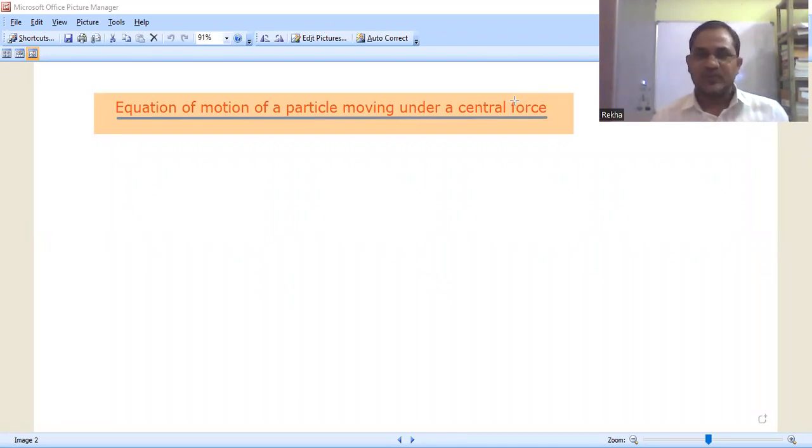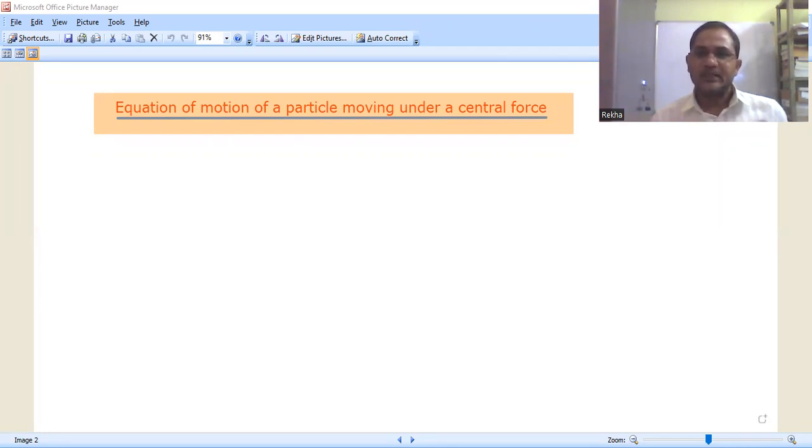In the present class, now I am going to discuss the topic equation of motion of a particle moving under the central force. So before that, let me repeat the definition of the central force. The force is said to be central force if it always acts towards or away from the fixed point, and whose magnitude always depends on the distance of the particle from the fixed point. It is represented as F bar equal to F of r into r cap. Examples for central force: gravitational attraction force between two bodies, electrostatic attraction or repulsion force existing between two charges, the spring elastic force. These are the examples for the central forces.